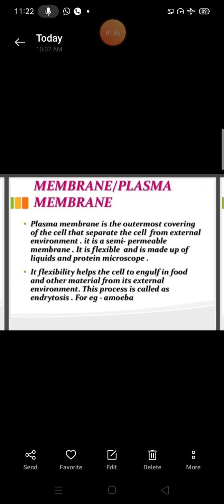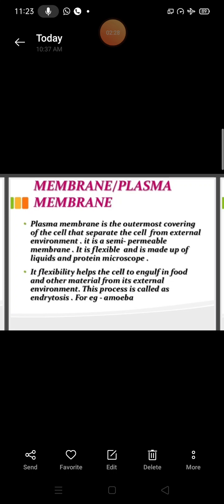A cell has three basic components, namely plasma membrane, nucleus, and cytoplasm. Cytoplasm also contains a number of tiny organelles, also known as cell organelles. First of all, we study the plasma membrane. Plasma membrane is the outer covering of the cell which protects the cell from the external environment.